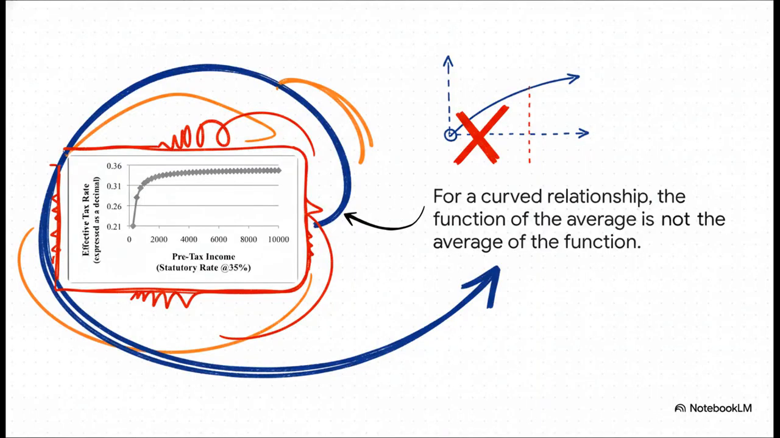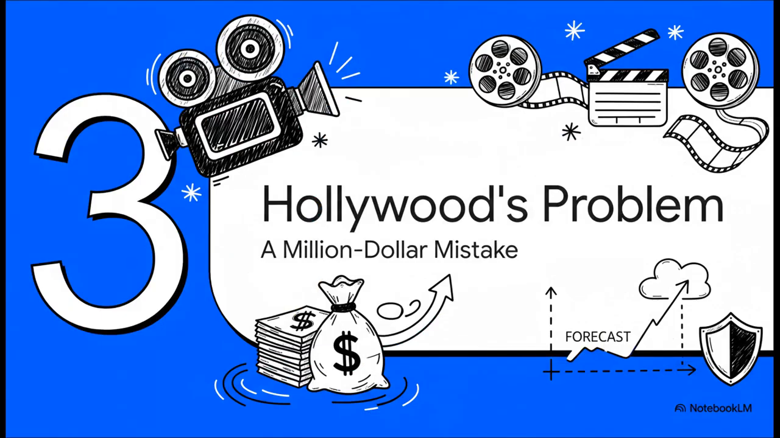Okay, so what's happening here mathematically? Well, it's because most things in the real world don't follow a nice, simple, straight line. They have curves. And anytime you're dealing with a curve, like this one, the average of all the outcomes is not the same thing as the outcome you get from the average input. They're two different numbers.